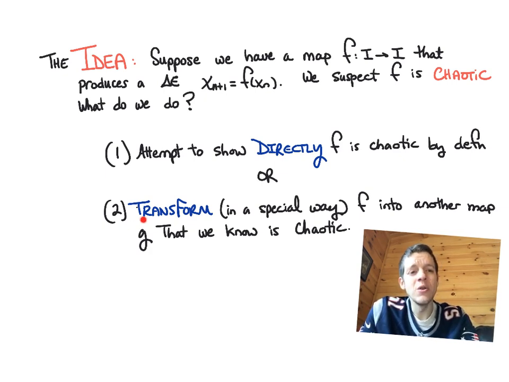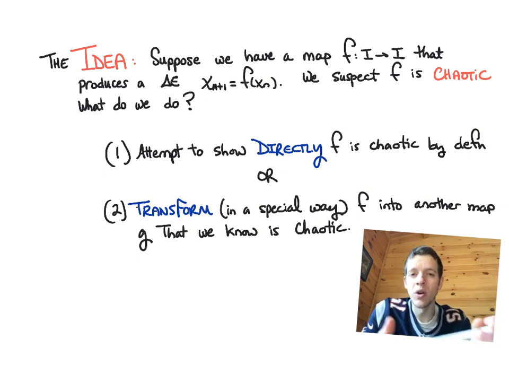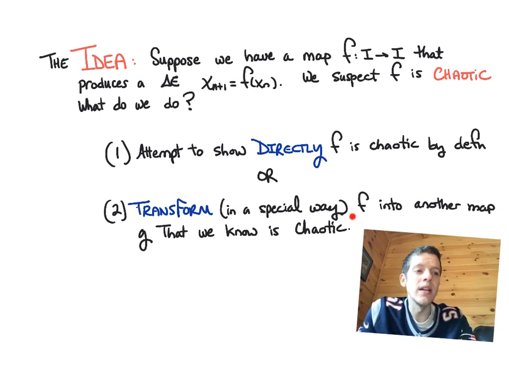And that is to transform, in a special way, because it's going to be a special transformation, our function f into another map g that we know is chaotic. Provided that we do this transformation correctly, the property of chaos is preserved. I'm going to define what that transformation is. We call it a conjugacy, and we're going to show that there's a result stating that chaos is preserved in that conjugacy. It then amounts to trying to create a transformation to get your function f to be one that we know something about.